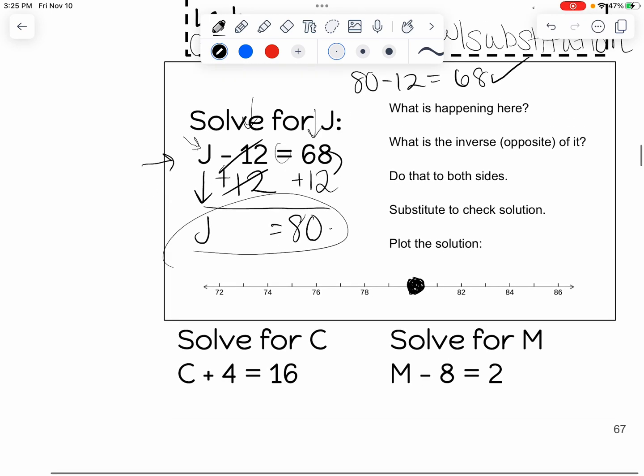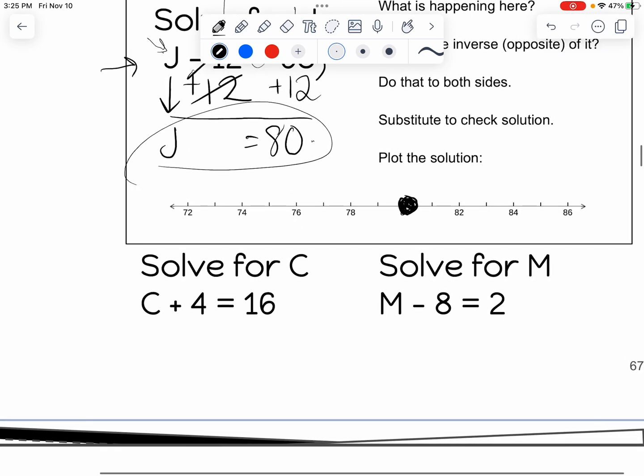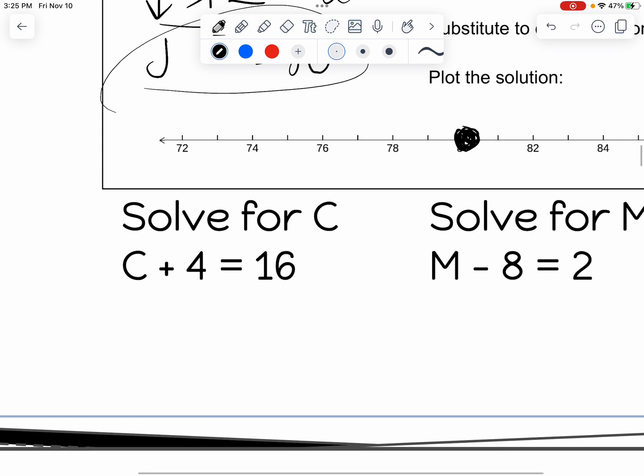All right, now we're going to solve for C and M. Again, we're going to identify the operation and its opposite. What operation is going on here? C plus 4 equals 16. So we're adding, and we're going to subtract. We're going to do our inverse property. I'm adding 4, so I'm going to take its opposite, which is minus 4. I'm going to keep it balanced. What I do to one side, I do to the other.